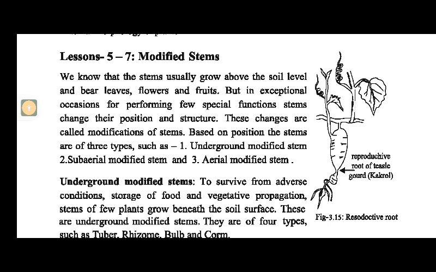Lesson 5 to 7: Modified stems. We know that the stem usually grows above the soil level and bears leaves, flowers and fruits. But on exceptional occasions, for performing a few special functions, stems change their position and structure. These changes are called modification of stem.